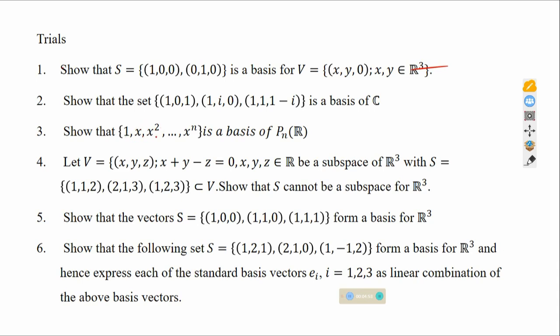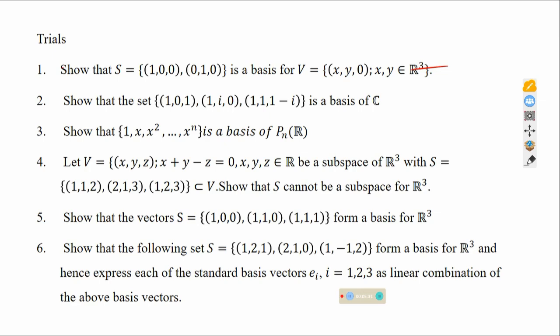If you have shown that 1, x, x squared up to x^n forms a basis of P_n(R), that is the set of polynomials over R, then we count how many elements there are: 1, 2, 3, up to x to the power n. Then it means the dimension of this vector space P_n will actually be n. So that is how we determine the dimension.